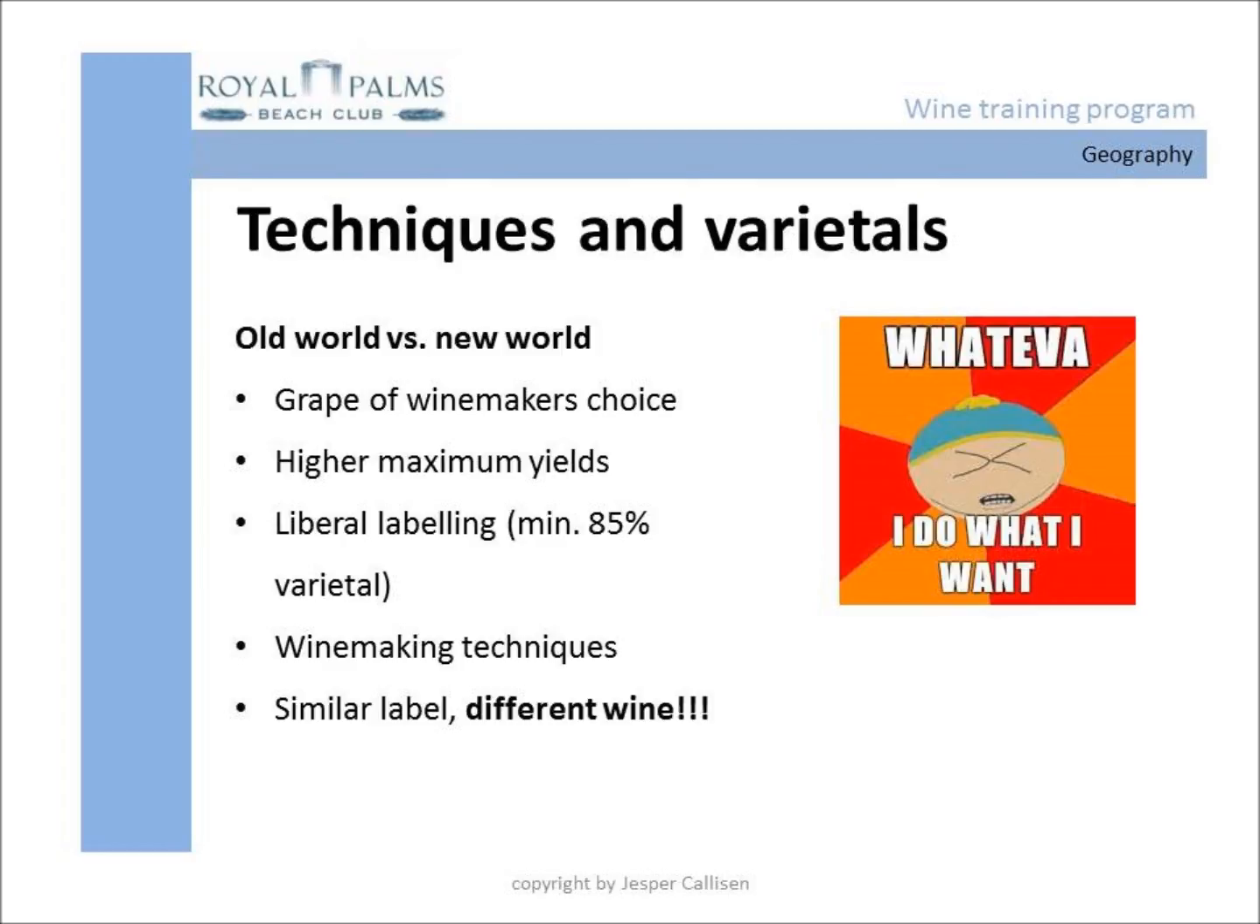In the Old World, specific winemaking techniques are used in specific areas in order to follow the wine laws. In the New World, it is the choice of the winemaker. Essentially, this means that in Europe, wines with similar label information in a specific appellation should be similar wines, whereas similar labels in the New World can be completely different wines. Cartman from South Park expresses the New World wine laws very well.